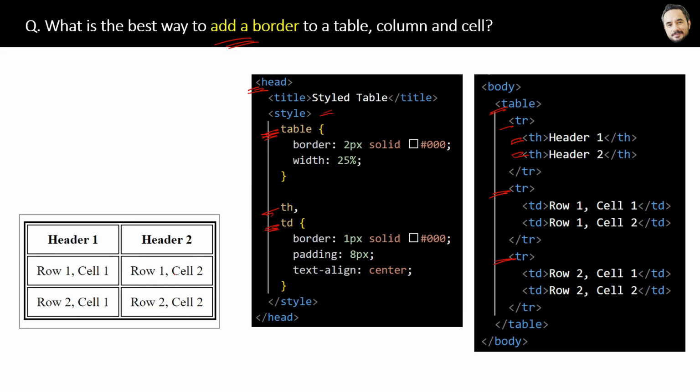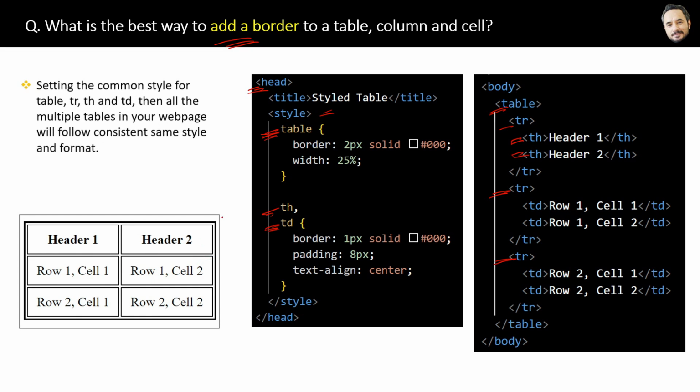The whole point is setting the common style, okay, for table, tr, th and td elements. Then what will happen?